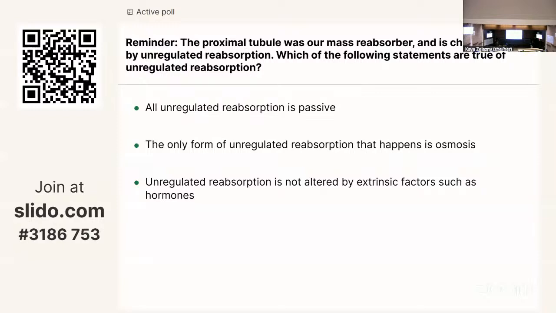Okay. So as we move into this next little bit, we're thinking about reabsorption in the proximal tubule. We said this is unregulated reabsorption. So which of these things are true of unregulated reabsorption?